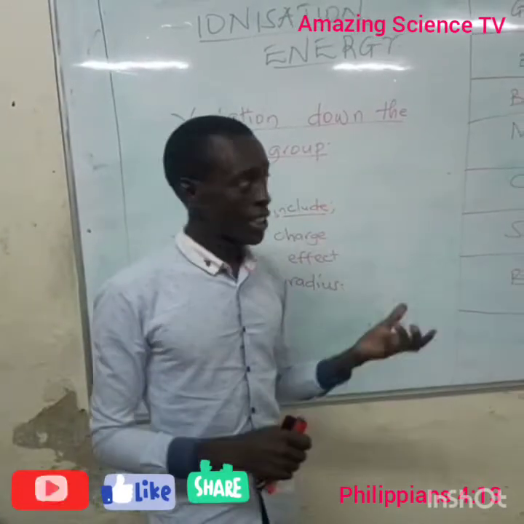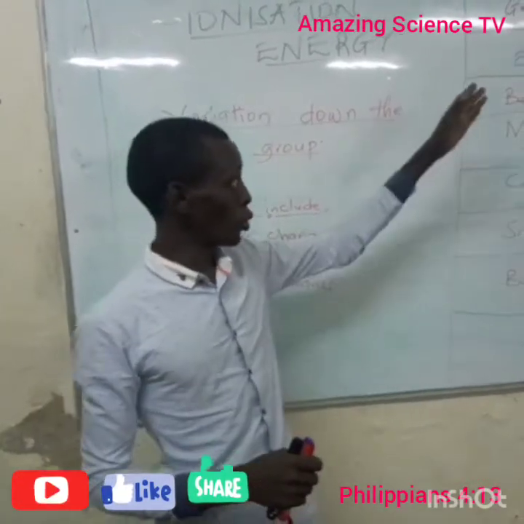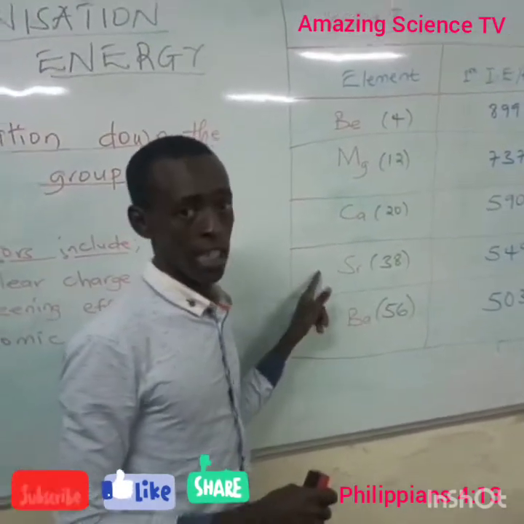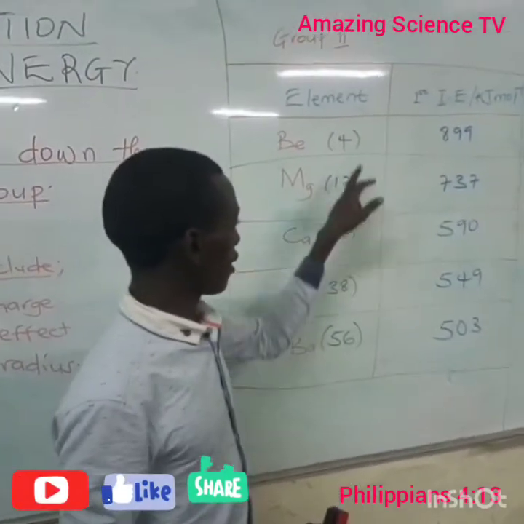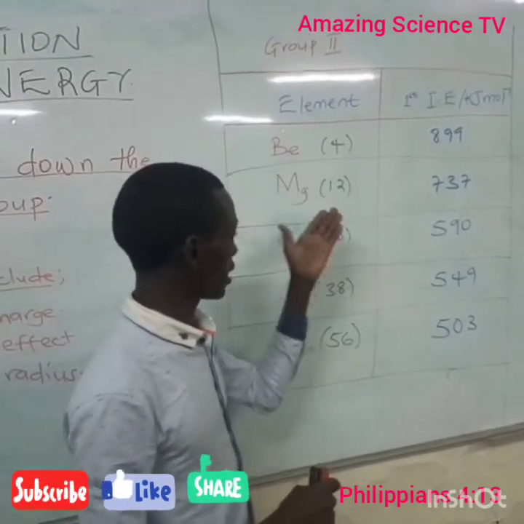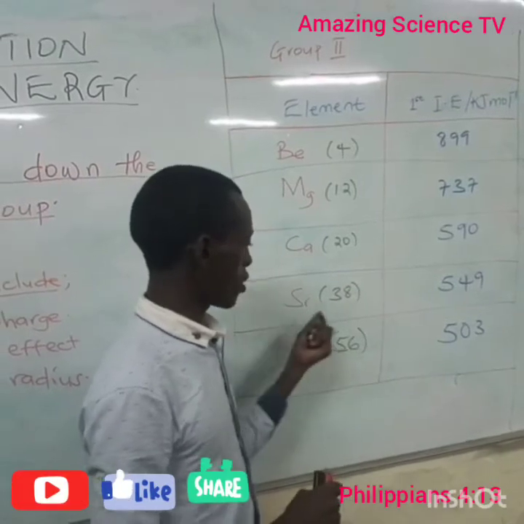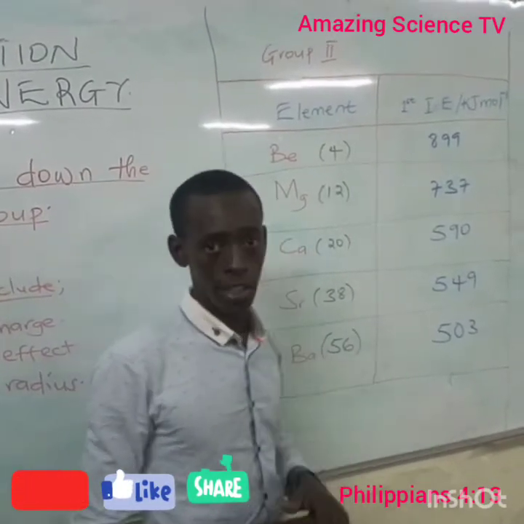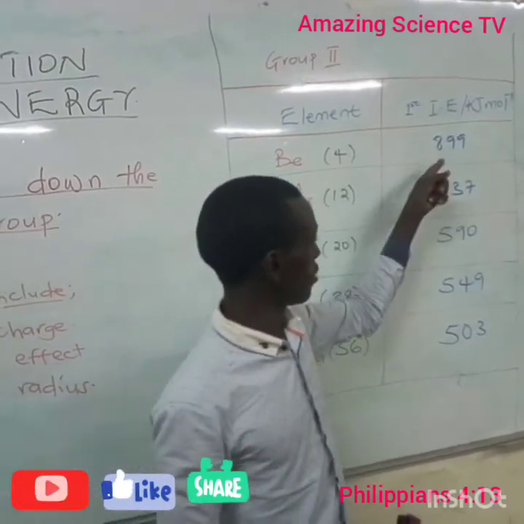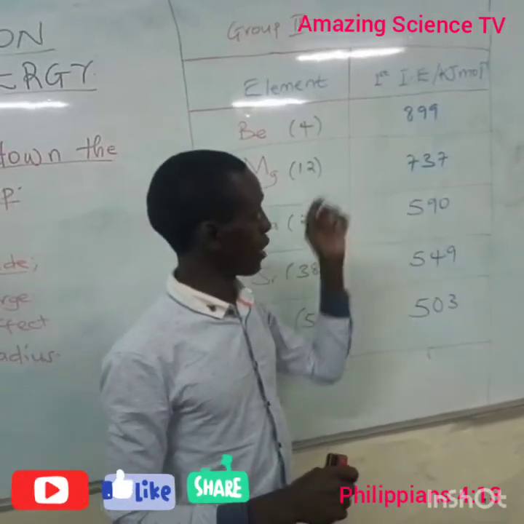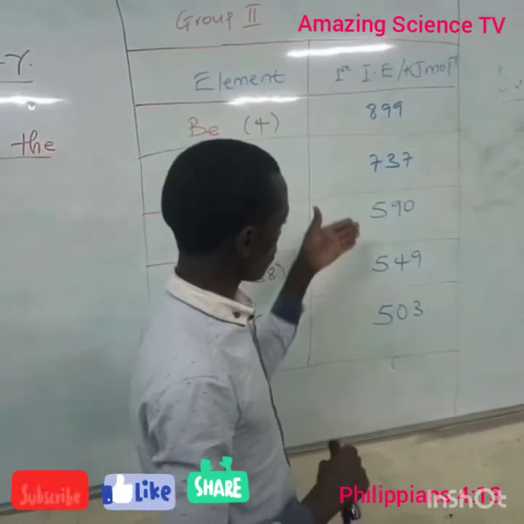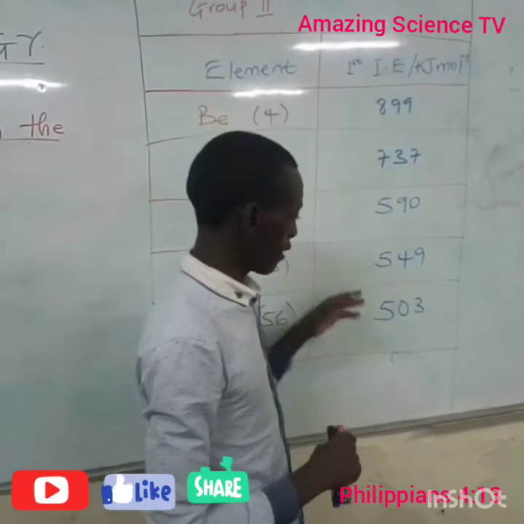So, we are going to take into consideration group 2, which has beryllium, magnesium, calcium, strontium, and barium. The numbers in brackets here are atomic numbers. Beryllium has atomic number 4, magnesium 12, calcium 20, strontium 38, and barium 56. As we check here, beryllium has 899 kilojoules per mole as the ionization energy, then magnesium has 737, then calcium 590, 549, 503.